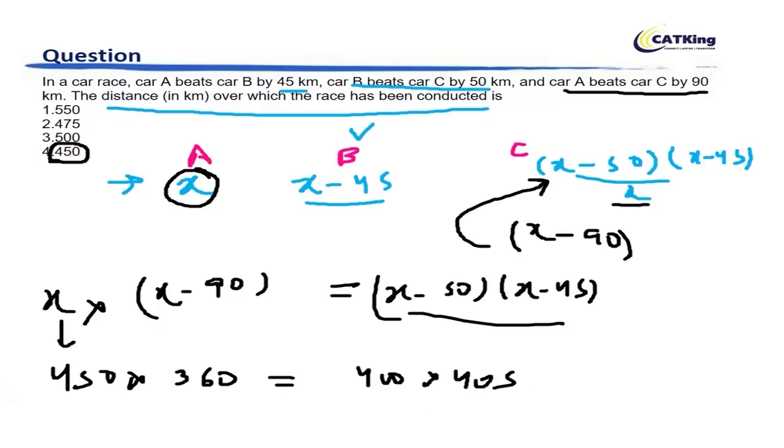Now you can see these two numbers 450 and 405 are divisible by 45, 10 times and 9 times, and the other two numbers are divisible by 40. So this is 9 times and 10 times. So 10 into 9 is equal to 10 into 9. Therefore 450 is the right choice.